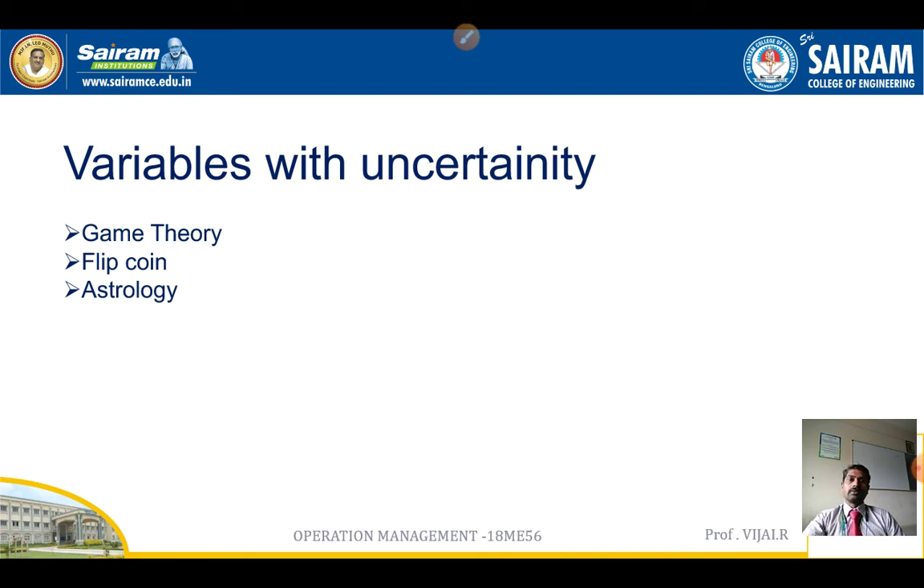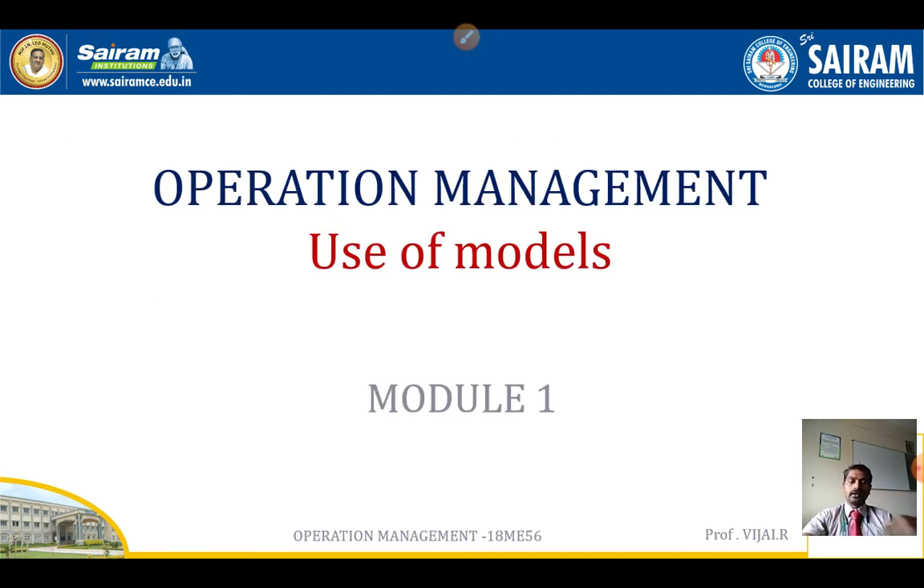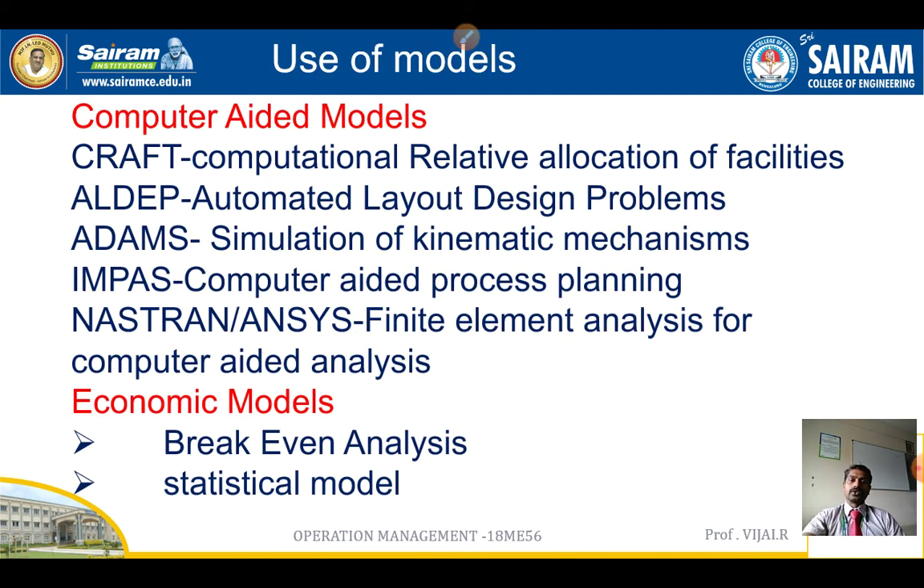Depending upon astrology, these are all uncertain things, but we can go with such a decision. So these are also important methodologies for taking decisions. In the further class, we are going to see the use of models. What type of models do we use for decision taking? Normally we know the physical model and the computer aided model. Computer aided models are used nowadays in industries for allocation of facilities.